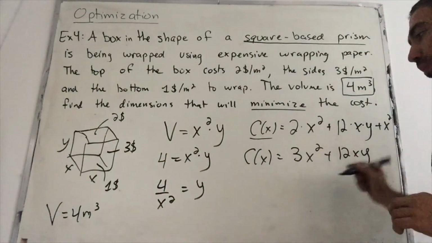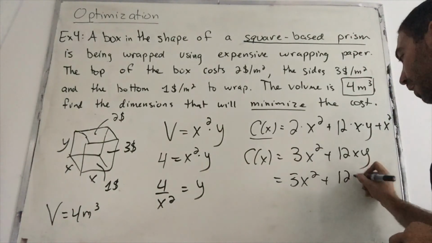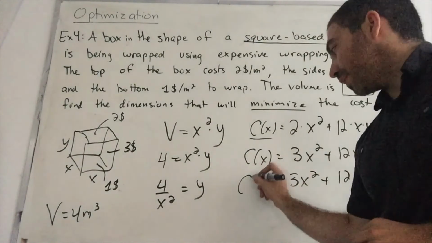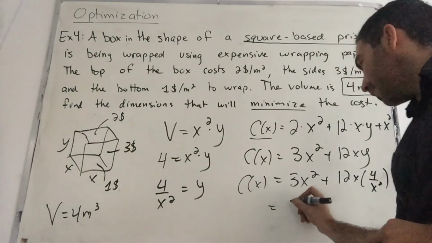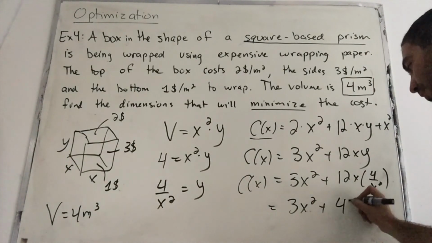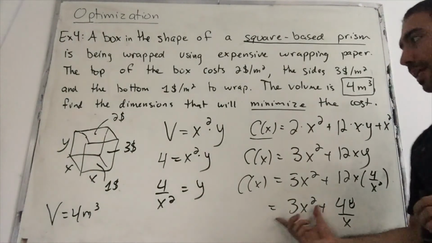So we're going to substitute the y with 4 over x squared, giving us 3x squared plus 12x times 4 over x squared. This is c of x. And this is giving us 3x squared plus 12 times 4 is 48 over x. So this is our cost function. We're going to go ahead and take its derivative.